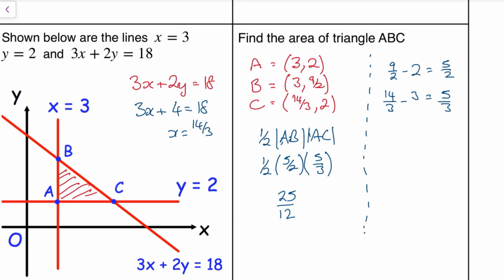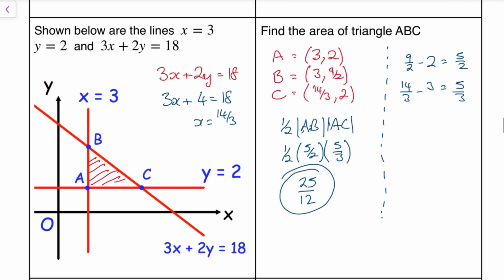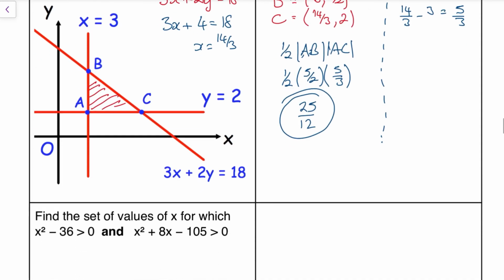Let's do that without crossing the answer out. So 25 over 12. Good question. We've seen one like that before. I think this one was actually slightly better because the numbers weren't quite as easy, but good question.